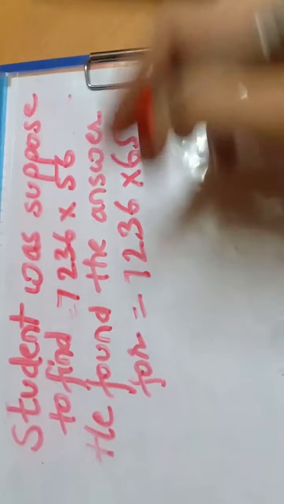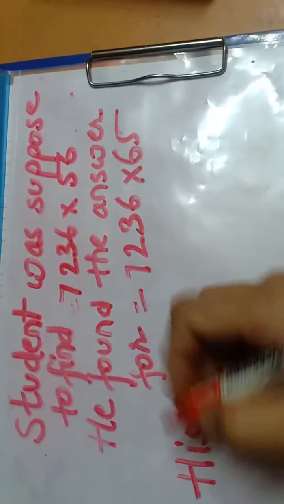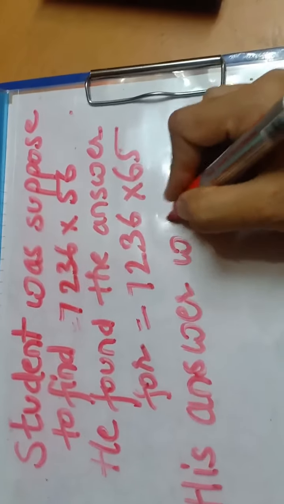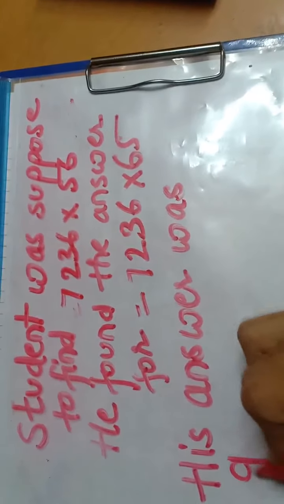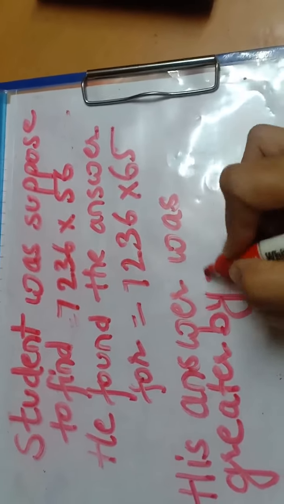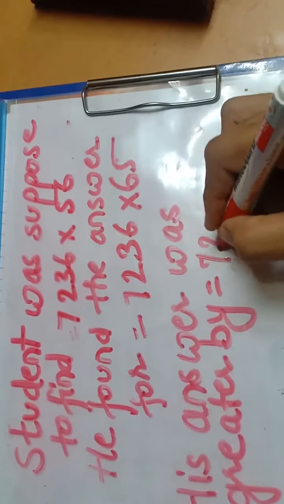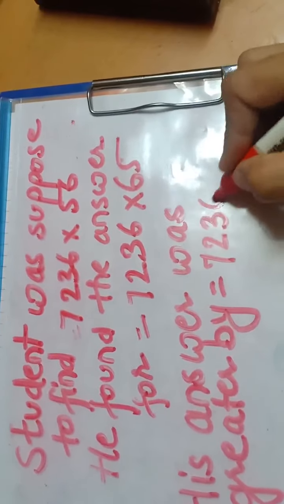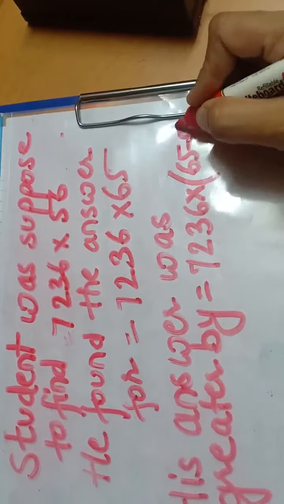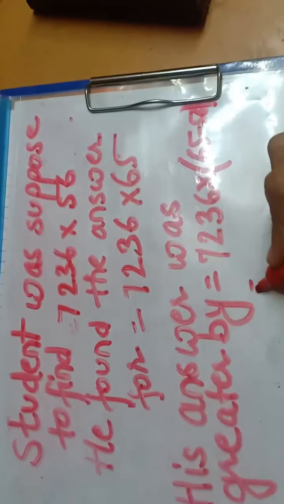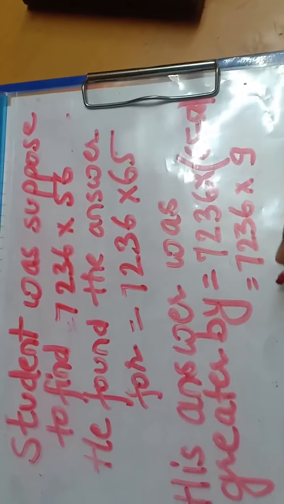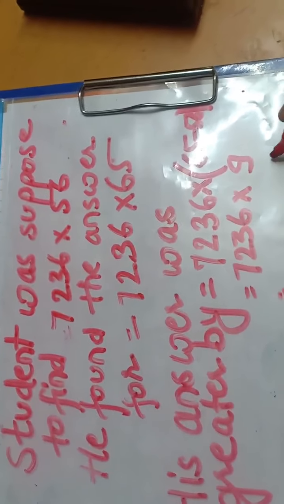Multiplied by 65. Then we'll write his answer was greater by. So now here we'll do the operation. 7,236 multiplied by 65 minus 56. So 7,236 multiplied by 9. And now the final answer.